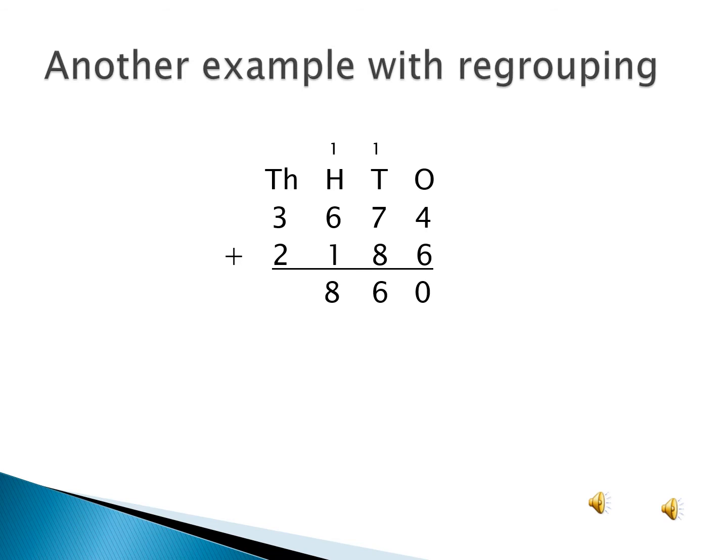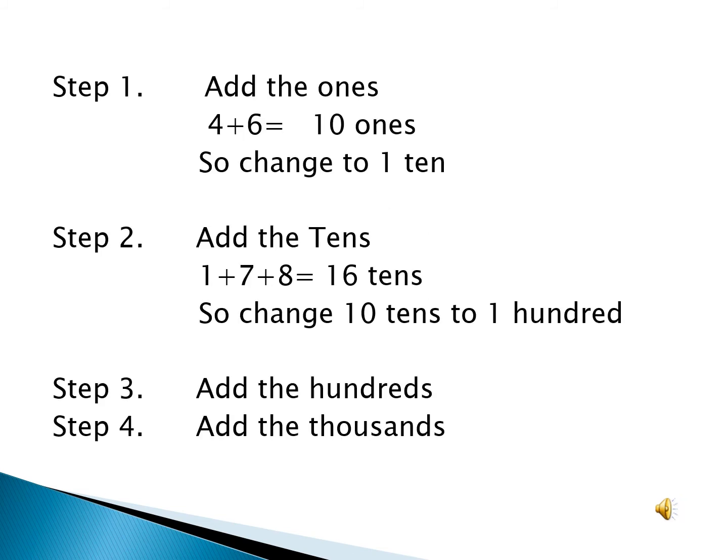And the last column is thousands column. Add the thousand. 3 plus 2 is equal to 5. So the answer is 5860.